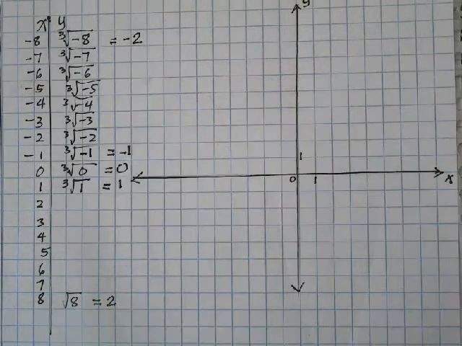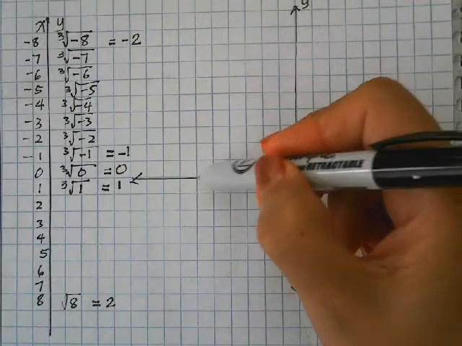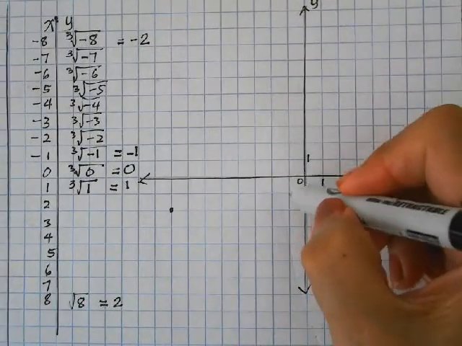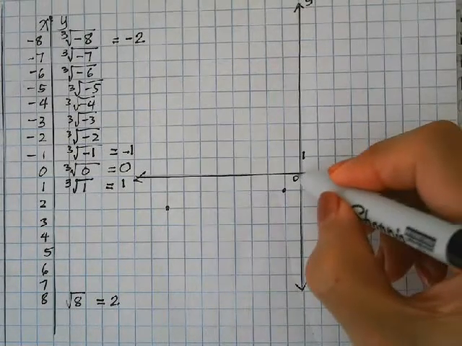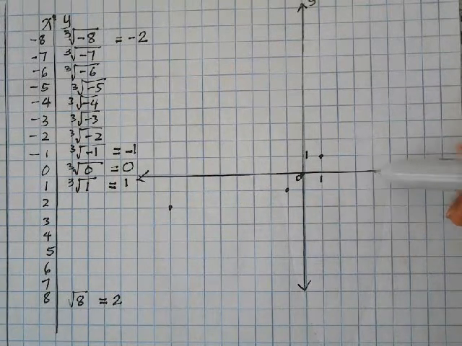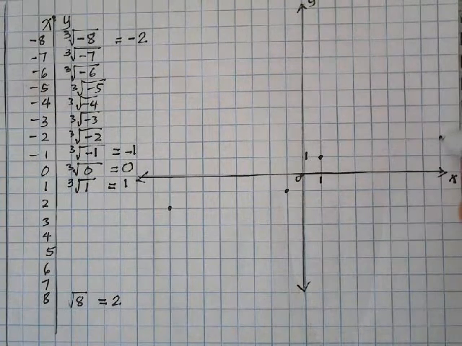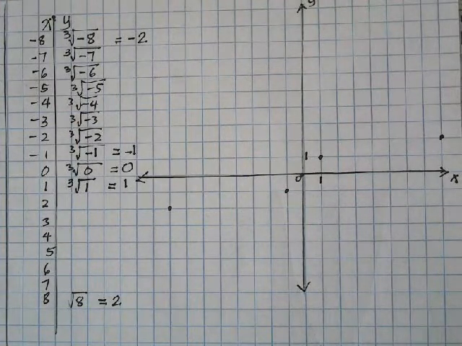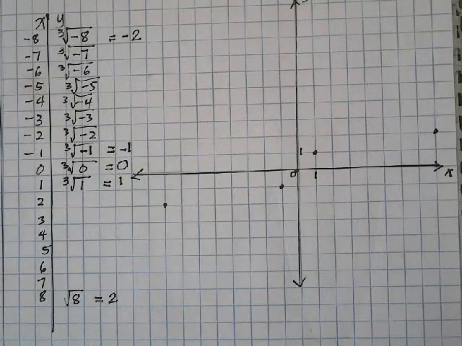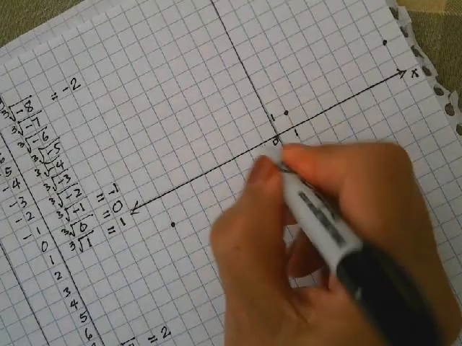So let's plot points. -8 is -2. So we count 1, 2, 3, 4, 5, 6, 7, 8, and down -1, -2. Then -1, -1, 0, 0, 1, 1, and 8, 2. These are the 5 points that you have to remember for the cube root of x, and then let's just join them with a smooth curve.